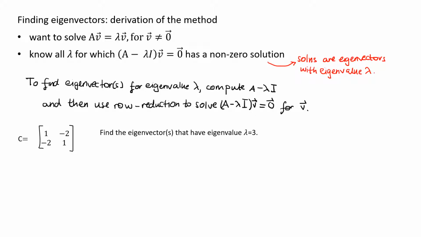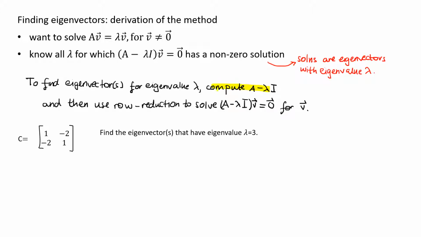Okay, so we're going to go back to the last example that we looked at. We found our eigenvalues there. What we're going to do in this example is find all eigenvectors corresponding to the eigenvalue lambda equals 3.